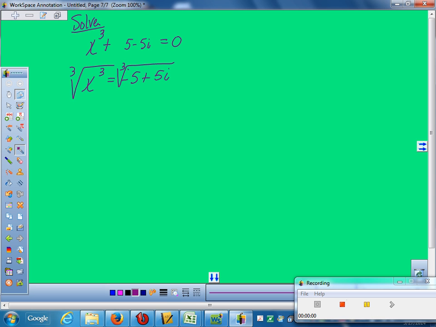If I gave you x cubed equals 8, what are you going to tell me the answer is? 2. But there really are 3 answers. Why haven't we ever found the other answers? If we cube root it, we would just get 2. The other 2 answers are complex numbers. We've never been able to find them before. We can now because we can do it in polar form. We can find all the answers.